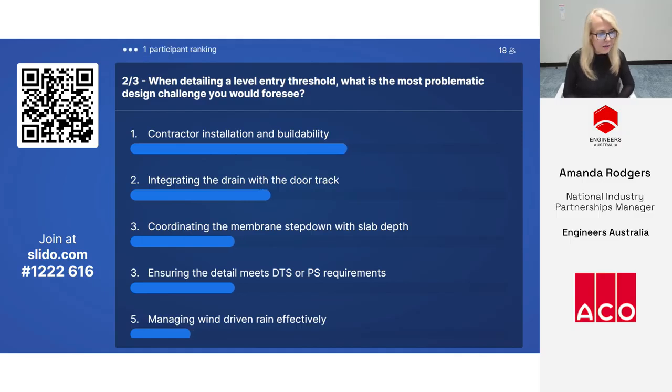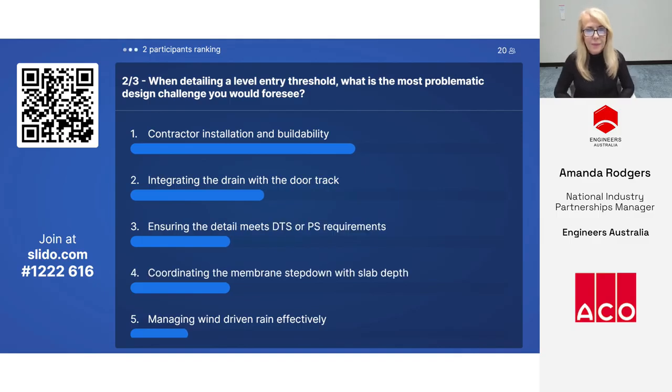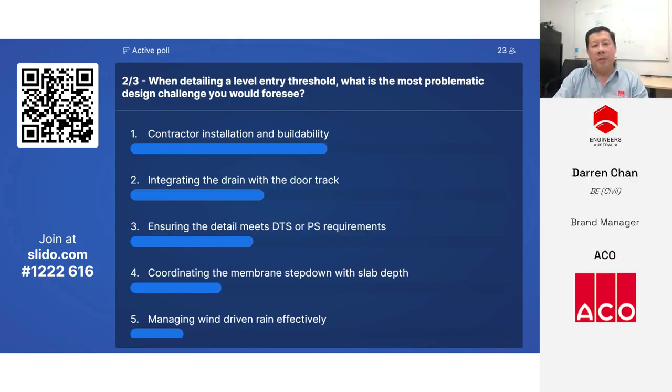As a manufacturer, we like to understand what your challenges are when you're designing level threshold drainage. This helps us provide education to the design community and the engineering community, so we can build presentations and look at topics from this poll that are most problematic in your design, and then help you integrate a good specification that meets all the compliance requirements into your project.